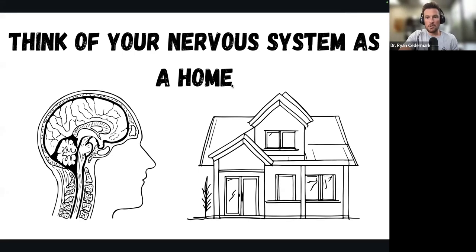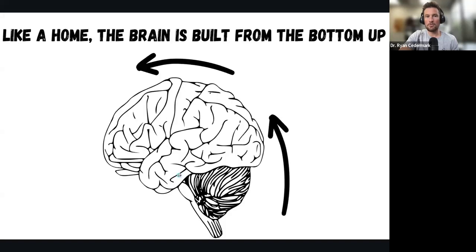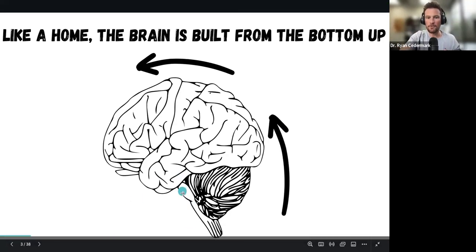So today we're talking about the foundation of the home. And again, the reason for this is the way that we neurologically develop, the way that the big part of our brain develops is from the bottom up and from the back to the front. So our main focus is going to be here today.